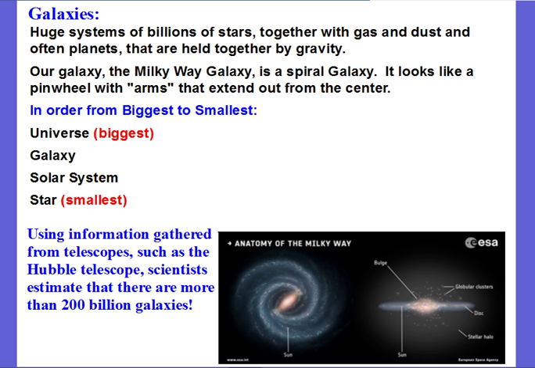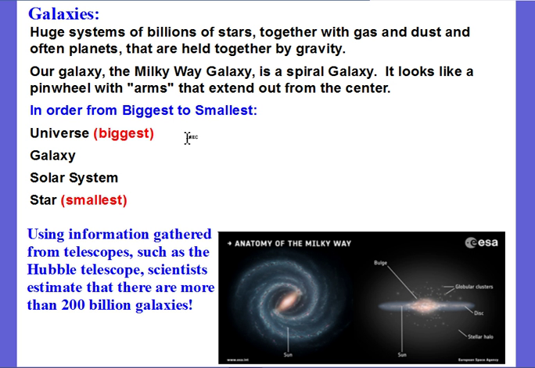So a galaxy is just a huge system of billions of stars, together with gas and dust and planets and moons that are all held together by gravity. Okay? Our galaxy, which is the Milky Way galaxy, is a spiral galaxy. And you see in this picture down here, it looks like a pinwheel. You've got the central area with arms that extend out from the center. And our solar system is out on one of these outer arms.